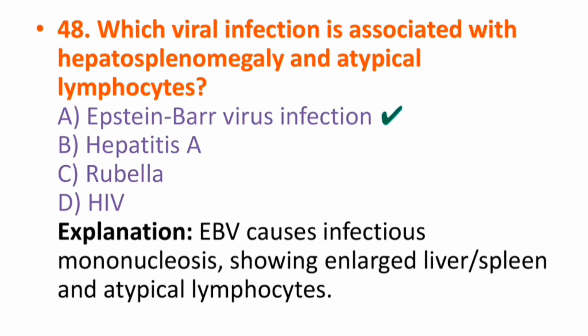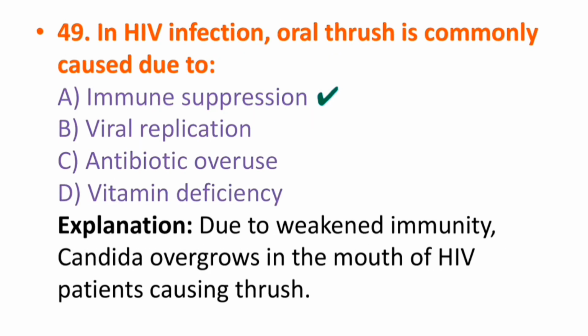Which viral infection is associated with hepatosplenomegaly and atypical lymphocytes? The correct answer is option A Epstein-Barr virus infection. Epstein-Barr virus infection causes infectious mononucleosis, showing an enlarged liver and spleen and atypical lymphocytes.